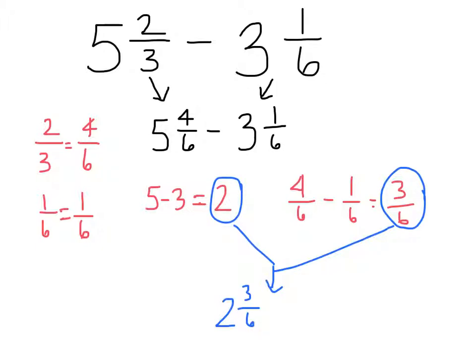And if I'm being really careful, I know that 3/6 is the same as 1/2. So I need to simplify that fraction. So I'll rewrite it as 2 1/2. So 5 2/3 minus 3 1/6 gives us 2 1/2.